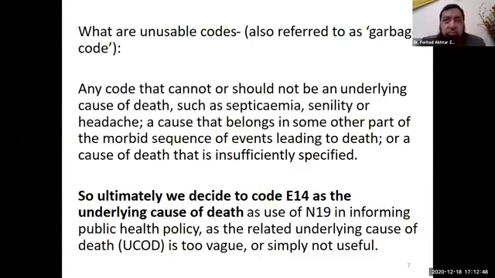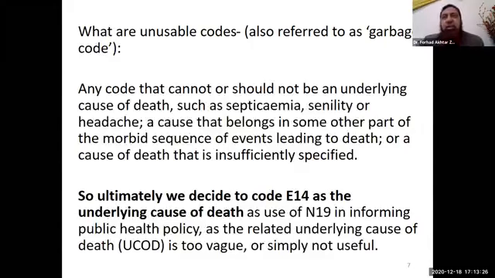So what is the garbage code or unusable code? Any code that cannot be or should not be an underlying cause of death, such as septicemia, senility, or headache, a cause that belongs in some other part of the morbid sequence of events leading to death, or a cause of death that is insufficiently specified. So ultimately, we decide to code E14 as the underlying cause of death, as use of N19 in informing public health policy as the underlying cause of death is too vague or simply not useful.